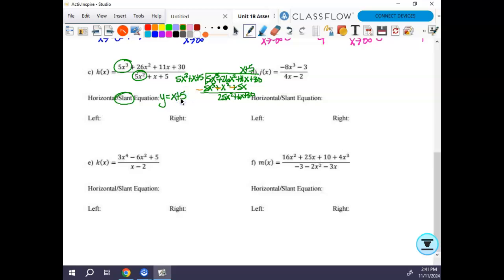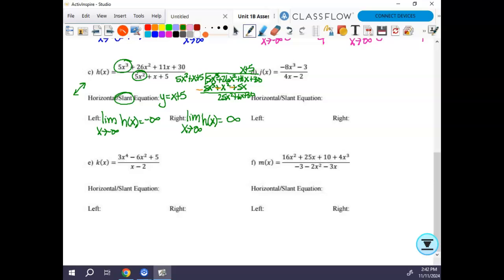So my left is going to be the limit as x approaches negative infinity of h of x, and the limit as x approaches infinity of h of x. All right, so y equals x plus 5. What I know about that line is it has a positive slope, looks like that. So as x approaches negative infinity, the function approaches negative infinity. And as x approaches infinity, we approach infinity. All right.